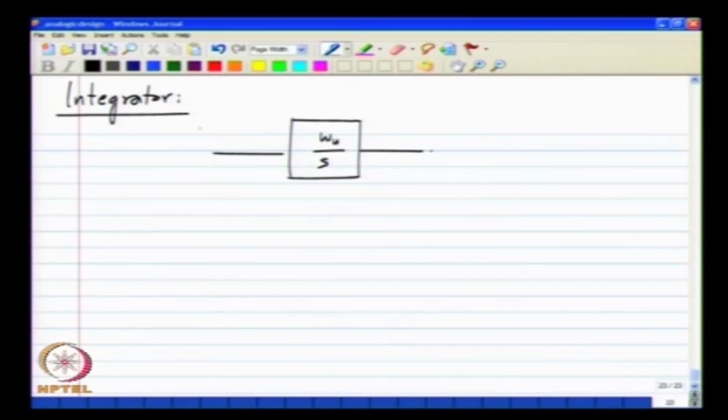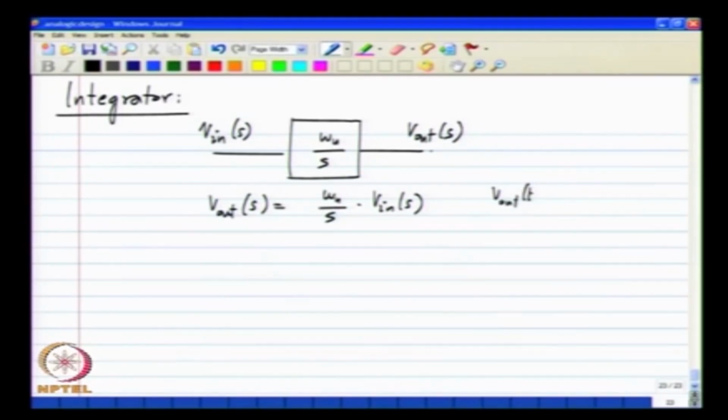I will use a different symbol for the input, let me call it V in of S and V out of S, and in the Laplace domain V out of S is simply omega u by S times V in of S. Okay. And in the time domain we know that V out of t is omega u integral of V in of t dt.